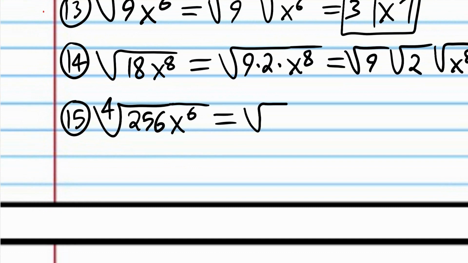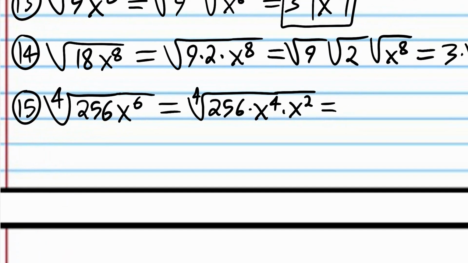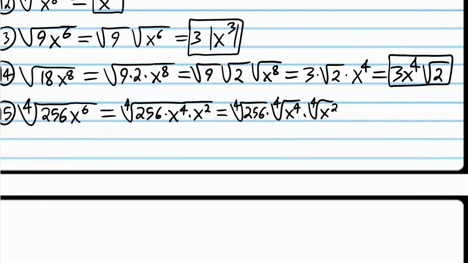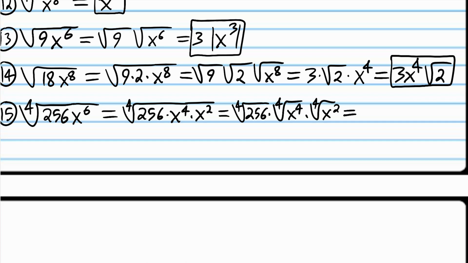Now we're doing a fourth root, so you want to factor. 256 is a perfect fourth power, so we don't have to do anything with that. But we do have to factor x to the 6th to x to the 4th times x squared, because this is a perfect fourth power. So now we separate, and we get the fourth root of 256 times the fourth root of x to the 4th times the fourth root of x squared. Okay, so the fourth root of 256 is going to be 4.